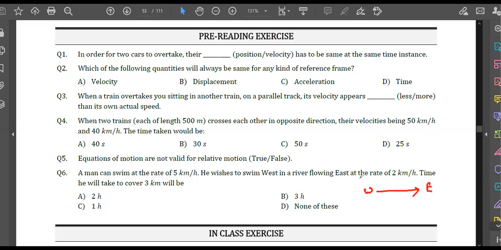If he should swim a river flowing east. Now he is swimming in this direction and the river is going in this direction. Got it? So net speed will be 3 km per hour. Yes or no? 3 km per hour. And distance is 3 km. So the answer would be 1 hour.